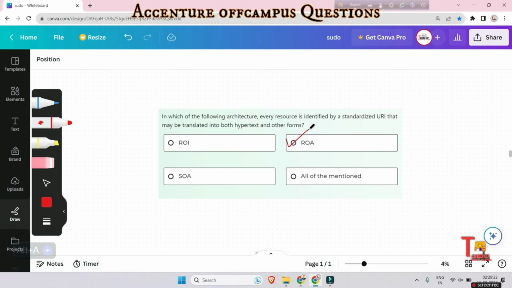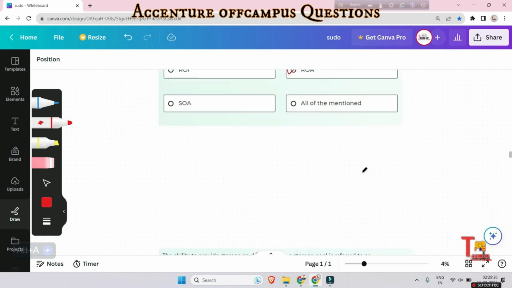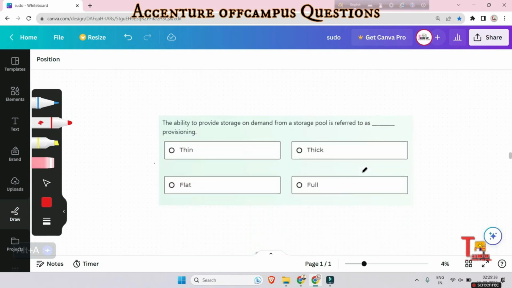ROA means Resource Oriented Architecture, right? Actually, in engineering, ROA is a style of software architecture, right? Just remember that. Okay, let's go to the next question.